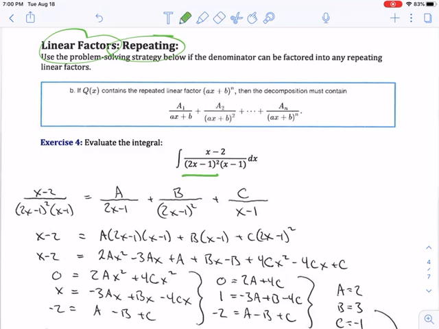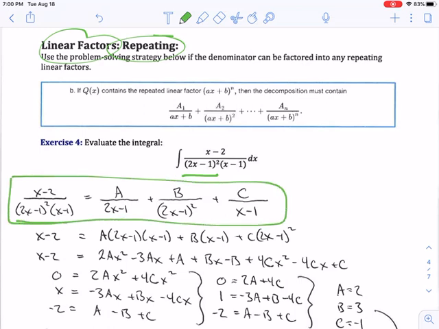So we start off the same way. We factor the denominator, which is already factored. Then we have the repeating linear factor. So I put the 2x minus 1 to the first power, then 2x minus 1 to the second power, because that is the highest power of 2x minus 1. We have to have a separate fraction for each power of 2x minus 1 up to the second power. And then the last factor, x minus 1, is just one of them. So I just put x minus 1 with a C. And of course, we put constants, as we always do with linear factors, in the numerator.